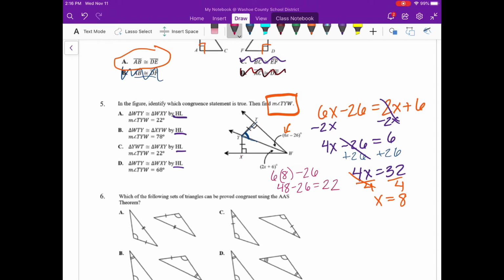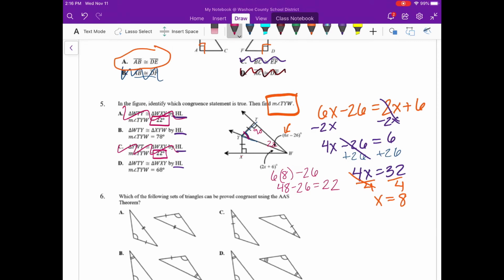Now, if I'm not paying attention, I can already see that they're trying to trick me and telling me TYW equals 22. That is not what I'm being asked to find. Okay, I need to be careful here. So it's asking me to find this angle over here. So I know this is 22. I know this shows me 90.